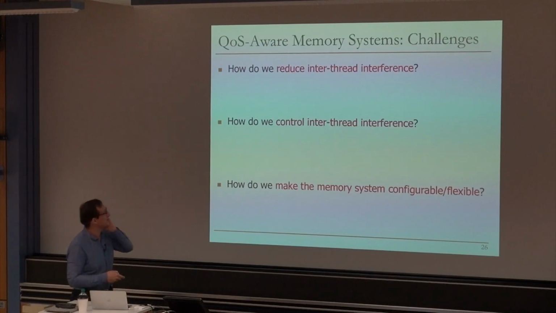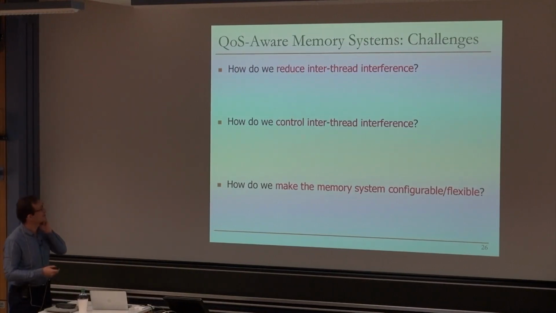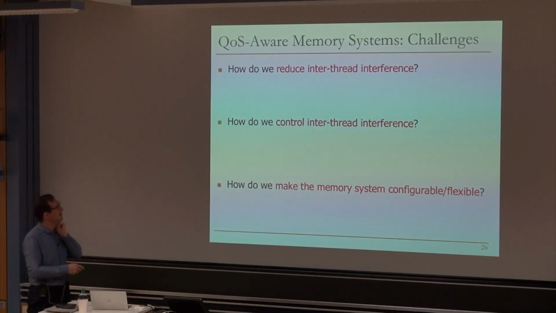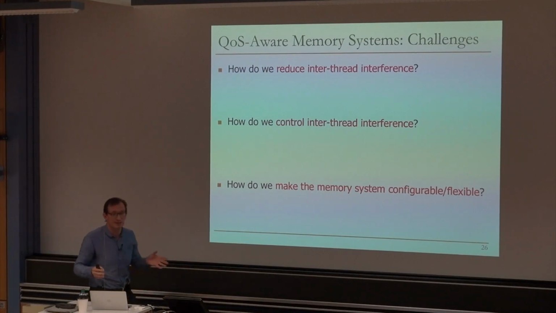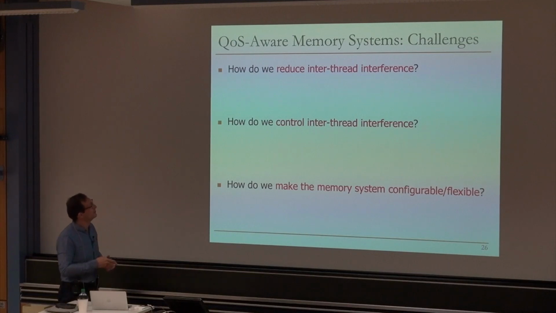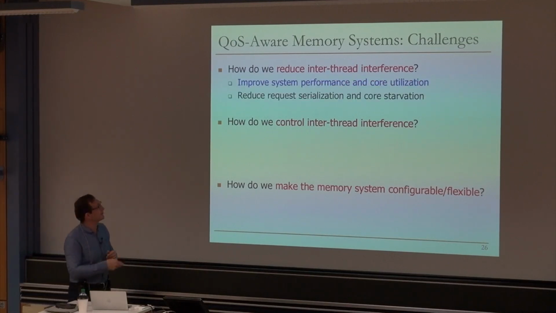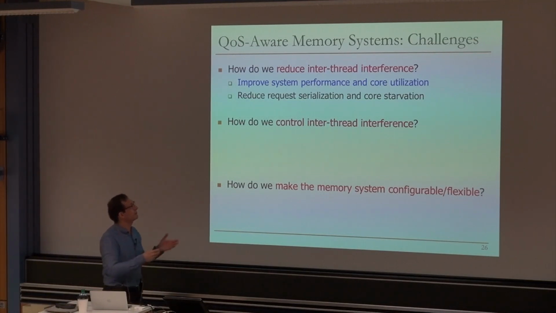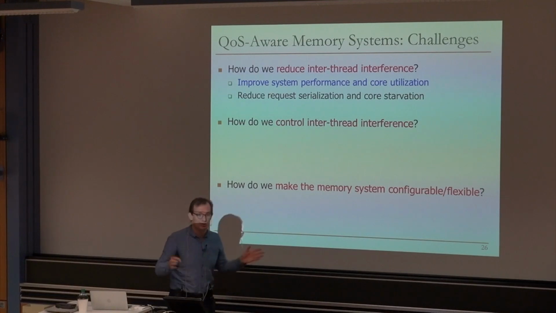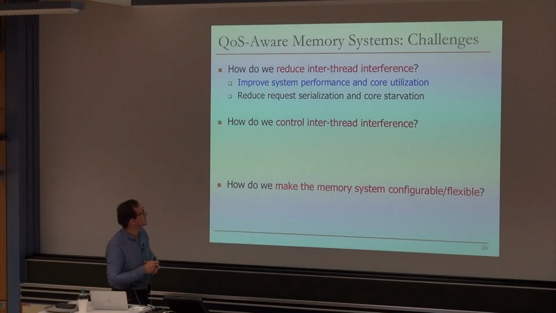And there are 3 questions in designing this sort of system, questions or challenges. First of all, we would like to reduce the inter-thread interference as much as possible, if it's under our control. Meaning that if you reduce the inter-thread interference in an intelligent way, you can improve system performance and core utilization, and you can reduce request serialization and core starvation. And we're going to talk about some examples of this.